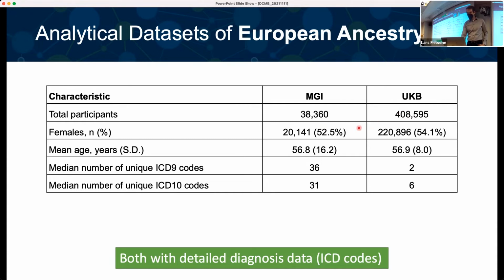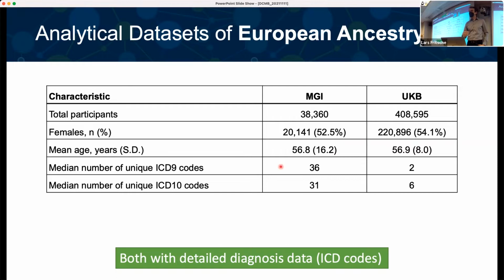And this leaves us with close to 40,000 individuals in MGI that are unrelated, and 410,000 in the UK Biobank. The percentage of females is similar, and they have a similar mean age, but the age distribution is slightly different here. But for both, we have rich diagnosis data. And here I'm looking at ICD-9 codes.